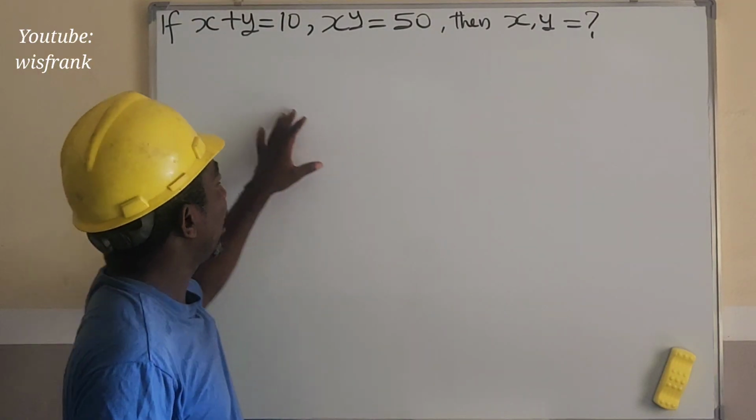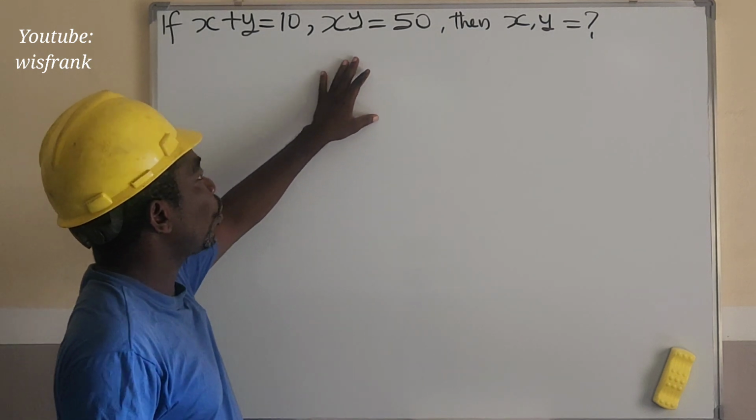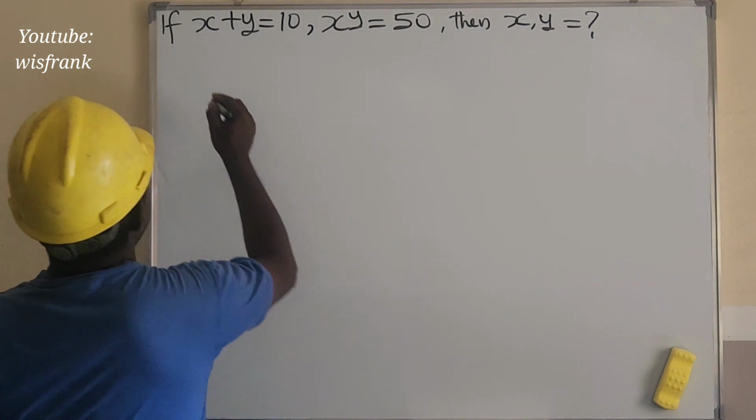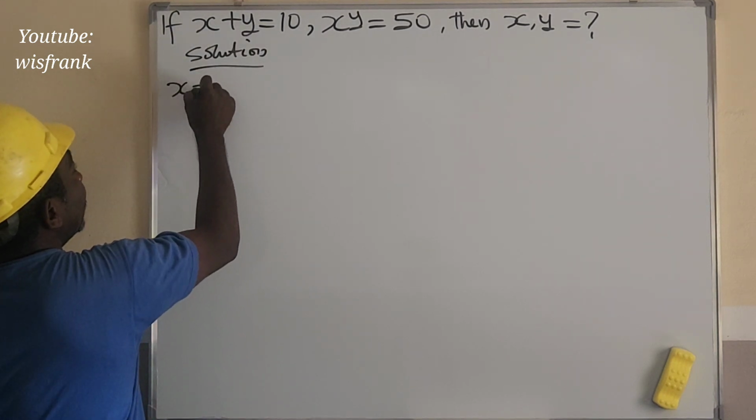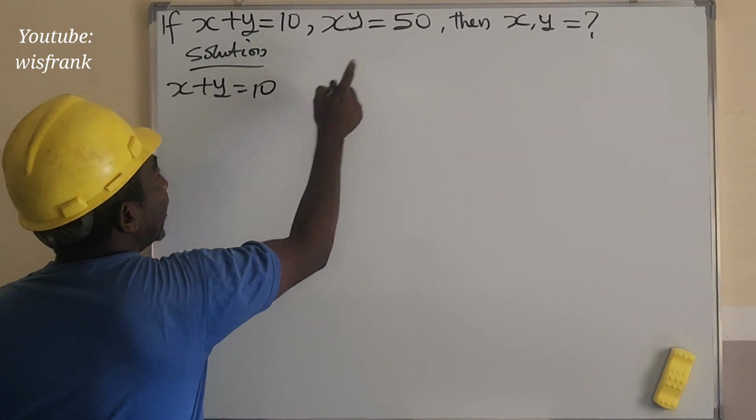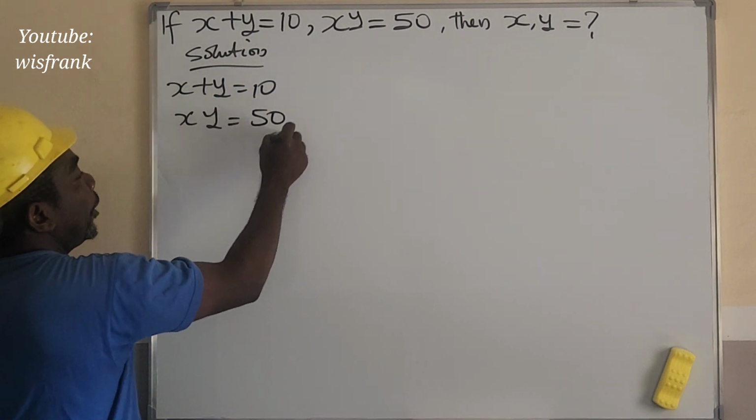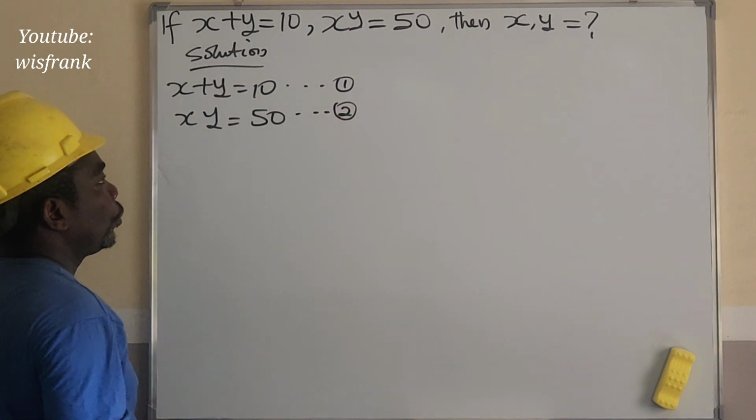For today, we are looking at this question and it says if x plus y equals 10 and xy equals 50, then what is the value of x and y? So here we have the solution. We are given x plus y equals 10 and also xy equals 50. Let's call this equation 1 and let's call this equation 2.